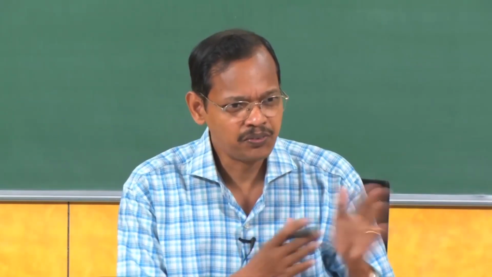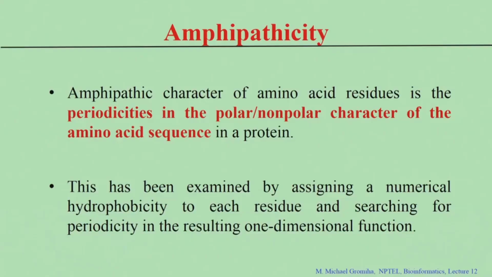So, this is another behavior which is related to hydrophobicity, that is called amphipathic character. What is the meaning of amphipathic? Both, amphi means 2. So, either this is high or low. This will give you the information regarding the periodicities of the polar and non-polar characteristics of the sequence. How to get that? You have the numerical hydrophobicity values, you assign the values and then see if there is any periodicity in the one dimensional plot.